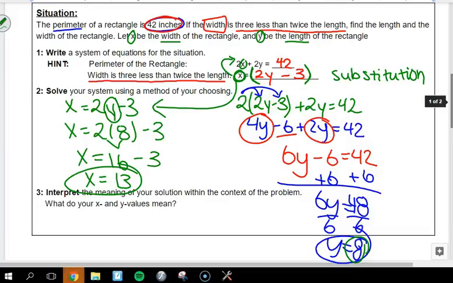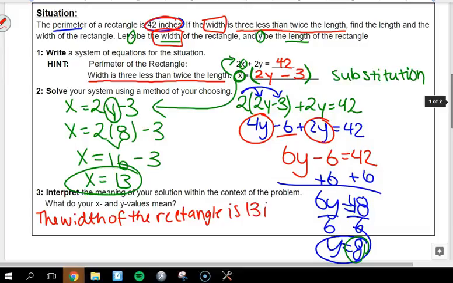Question number 3, interpret the meaning of your solution within the context of the problem. What do your x and y values mean? So x was the width, so we're saying the width of the rectangle is 13, and we were in inches, so we want to put inches. And the length is our y, so we would put 8 inches.